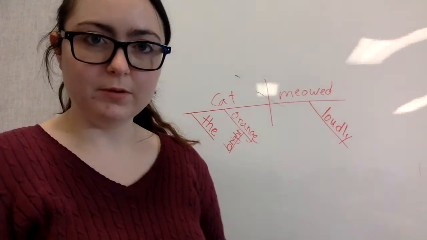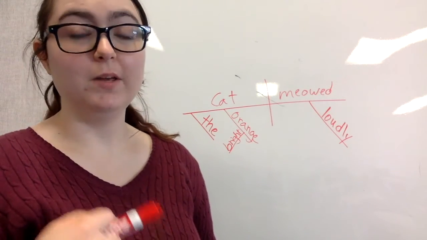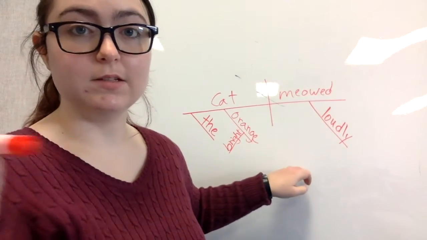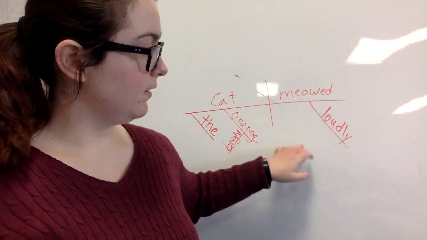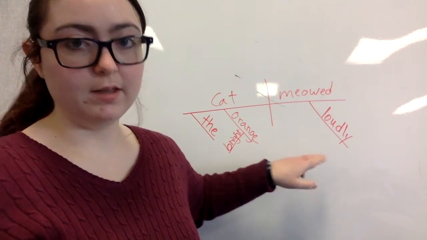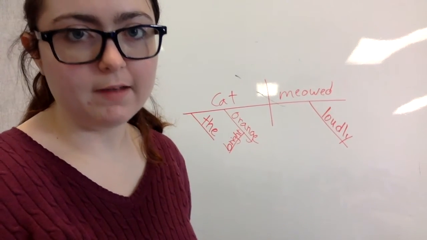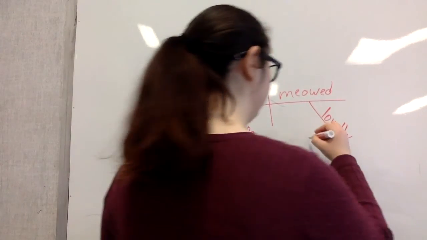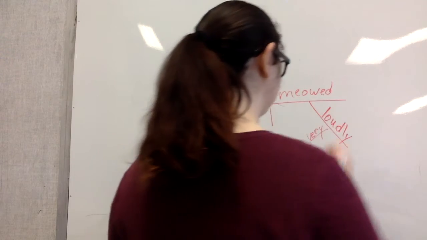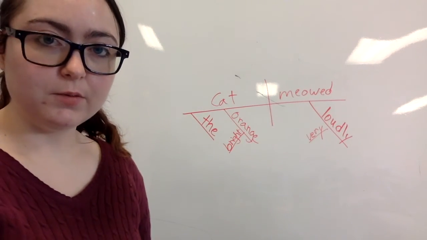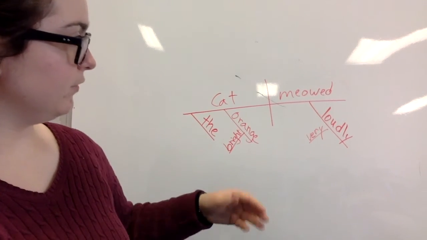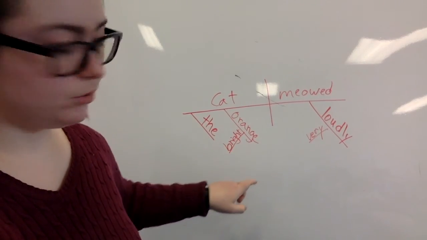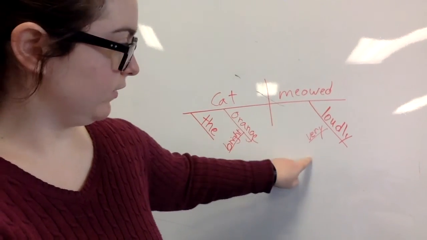Okay, what if we want to say how loudly? We can do that if we say the bright orange cat meowed very loudly. Since very is describing loudly, then we would put very underneath loudly. We wouldn't put it under meowed because you wouldn't say the cat very meowed or the cat meowed very. That wouldn't make sense. So very goes here. Alright, so this is how you would diagram the sentence, the bright orange cat meowed very loudly. So the and orange both modify cat, bright modifies orange, loudly modifies meowed, and very modifies loudly.